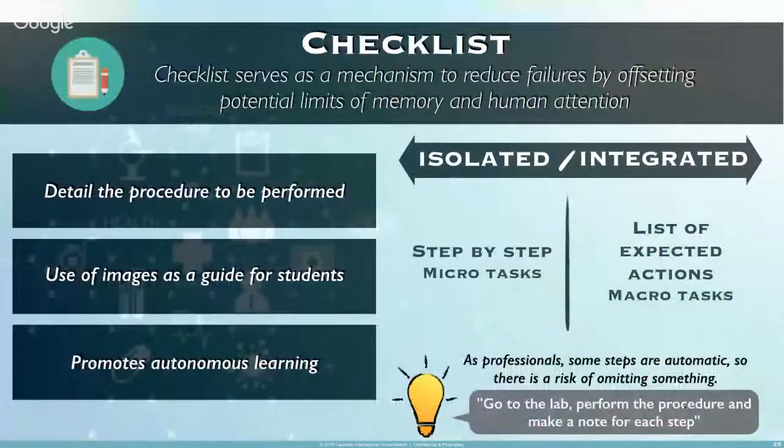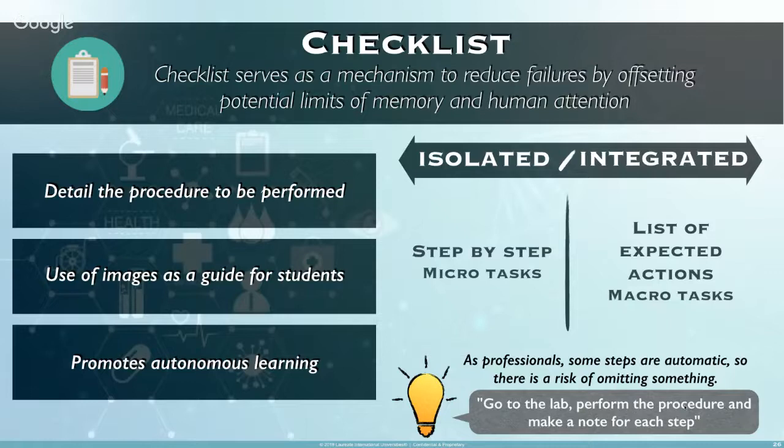Let's talk about the checklists. The checklists are something very important in the task training document. When you design the checklist, remember that they are very important to allow students to practice autonomously. So the more you detail your checklist, the more students will be able to have an autonomous practice. So use images, videos, because they are going to help the students a lot. As we mentioned before, in an isolated task training, you have the step-by-step of each procedure or task. I mean, it's a detailed list of micro tasks. In an integrated task training, we have a list of expected actions, which is a list of macro tasks.